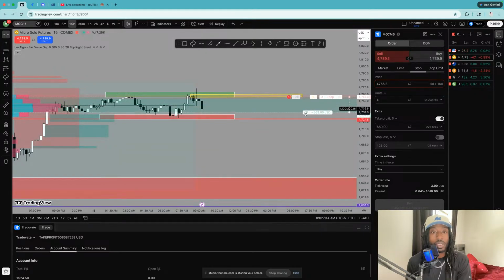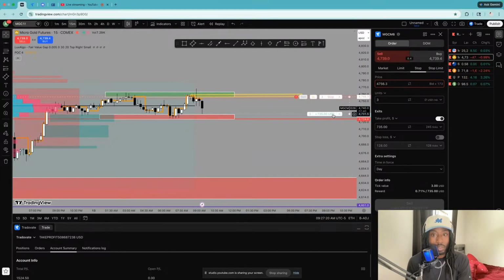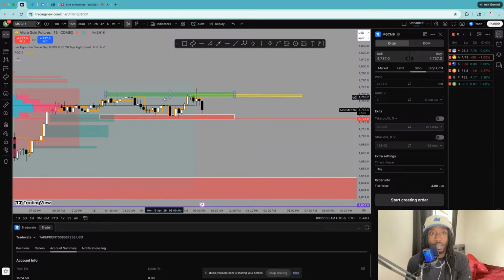I also use the POCs as a determination of where I want to take price sometimes. So I could have put the POCs on, but maybe I would have sold it to about here, this POC line. 3 contracts, $639. Would have been a nice one. Like I said, we had resistance. It did break, but we would have waited to see, especially with gold.